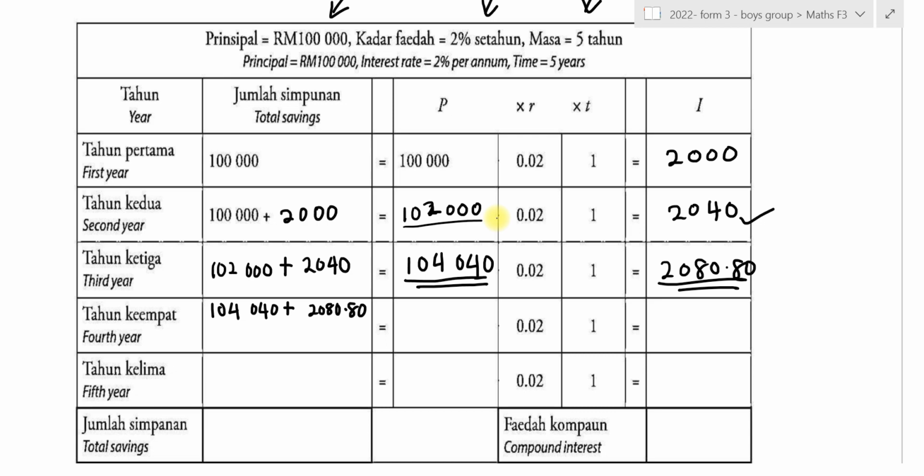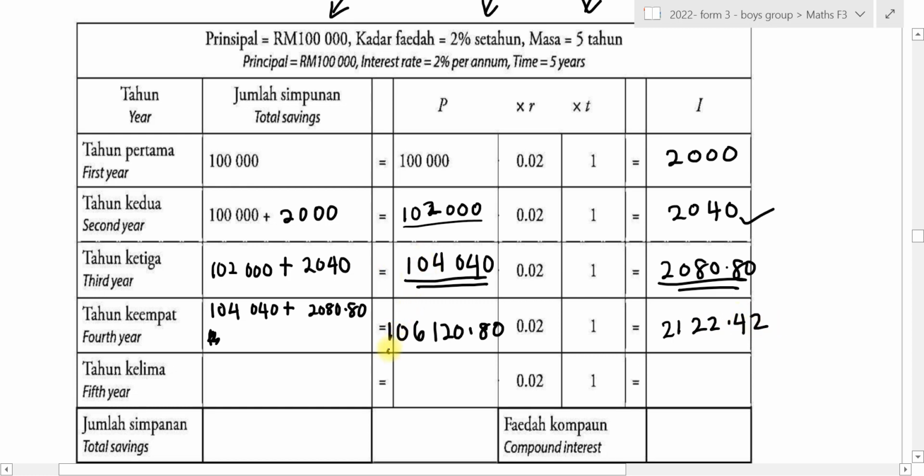So how much is that? 106,120.80. Yes. I mean, put this amount straight away here. Okay, so 2% from there: 2,122.42, rounded off to cent.